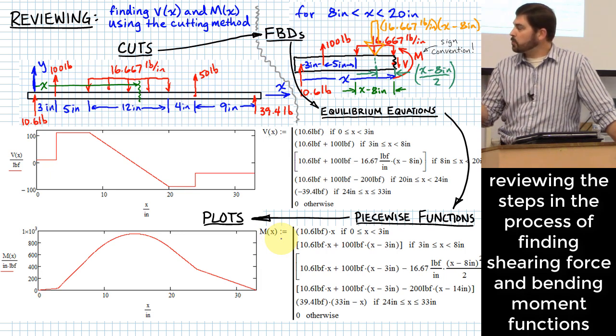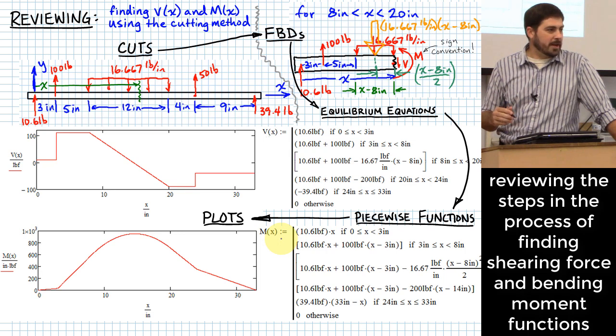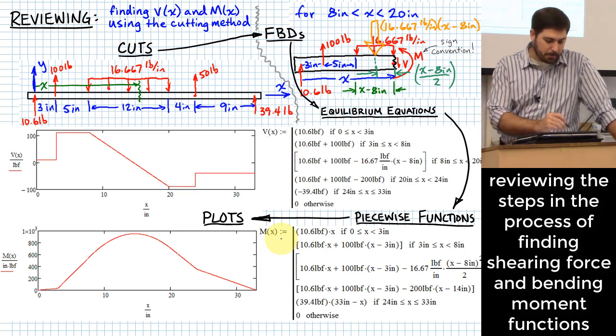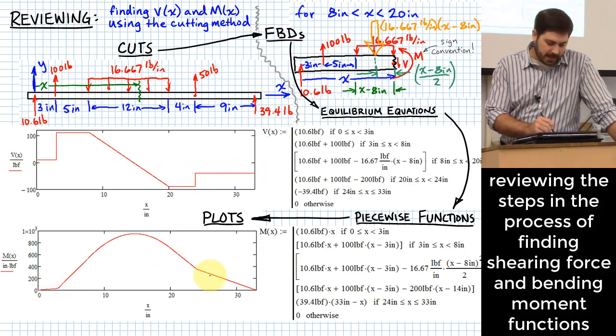With those piecewise functions, we can plug them into a program or plot by hand, and come up with plots that give us what the shearing force is as a function of x, or what the bending moment is as a function of x.